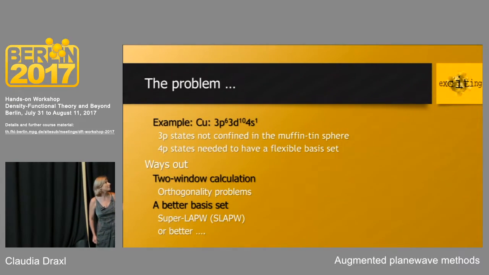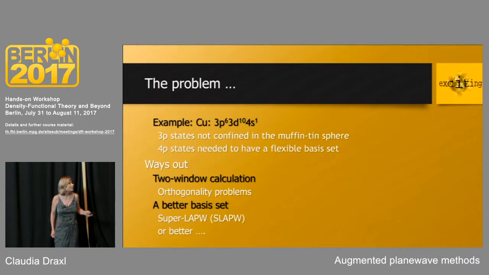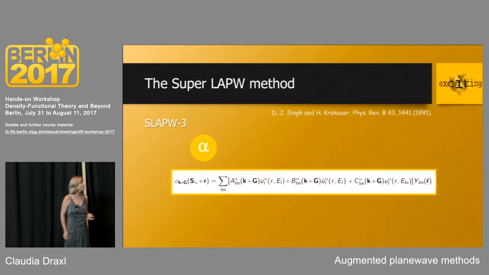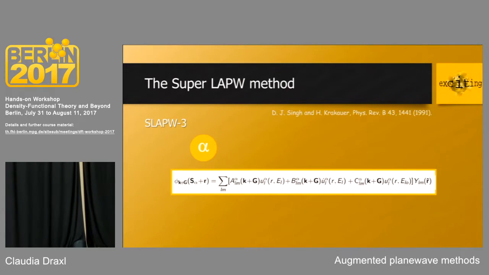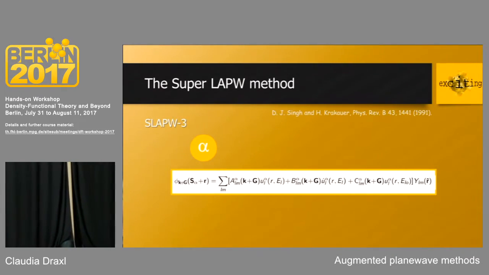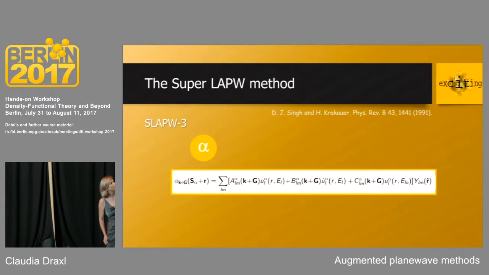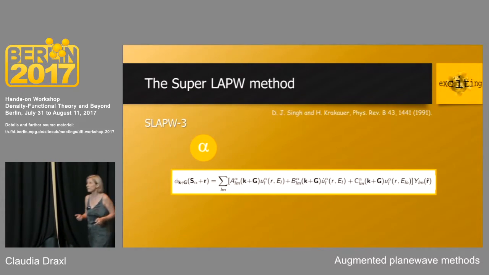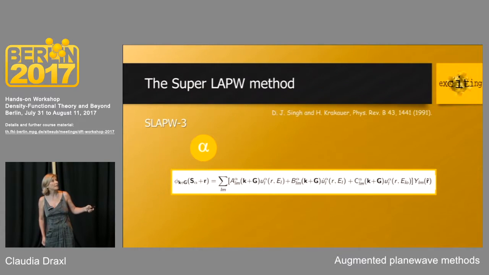There's some suggestions: just use a better basis than LAPW, and this could be either super LAPW or even something better, and this is what we use nowadays. But let me very quickly tell you what the super LAPW is about. Now, we've seen before, this was the APW, where we only have one term, U_l here. Then we have the LAPW, where we have another term, which is the energy derivative of U. So just add another term.